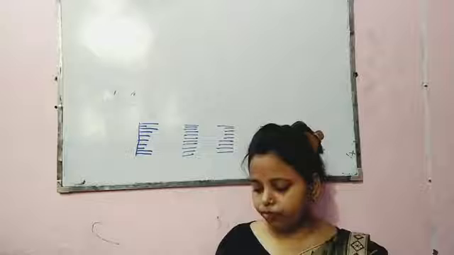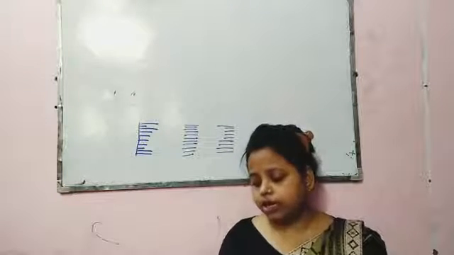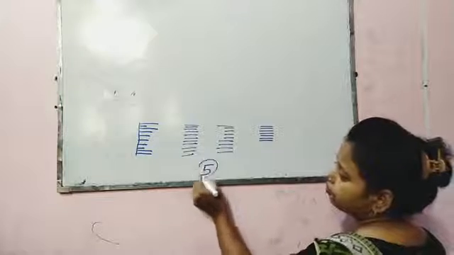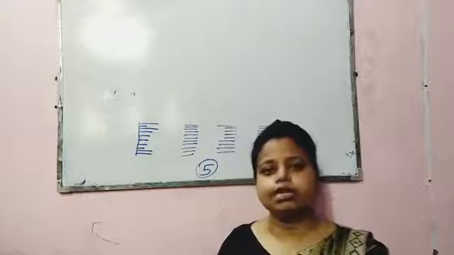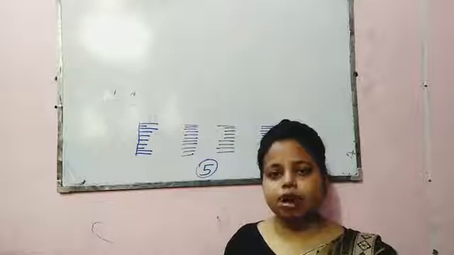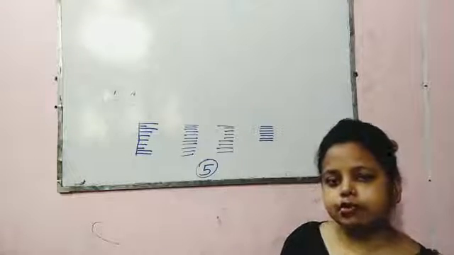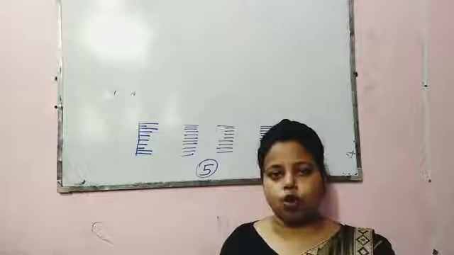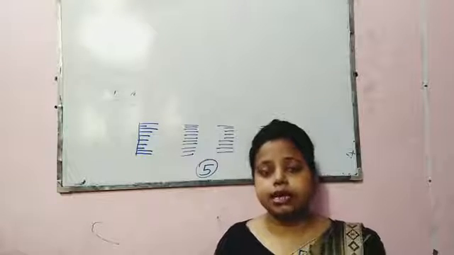There are different types of color. Next is changing text case. In MS Word, how many types of change case are there? 5. Sentence case, lowercase, uppercase, capitalize each word, and toggle case. Now I am going to tell you one by one. In sentence case, students, only the first letter of the sentence, after the full stop, will be in capital letter. This is about sentence case.